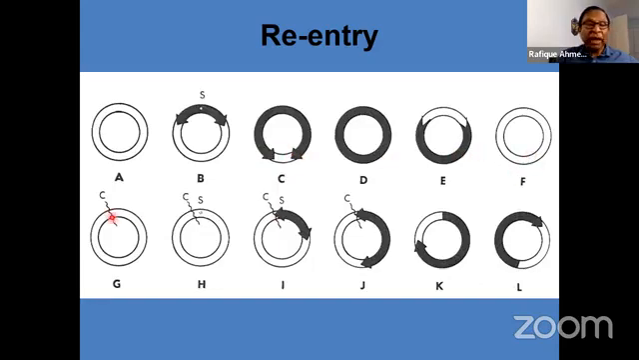Nothing will happen. However, if I can create a block here with some kind of mechanical pressure and we introduce an electric stimulus, it cannot go this way. It can only go this way. And then it will keep coming. And by that time, this part will be outside of refractory period. And if there is an excitable gap ahead of it, then it can continue round and round.